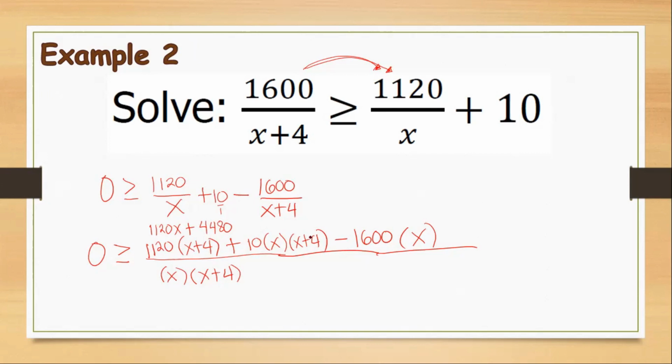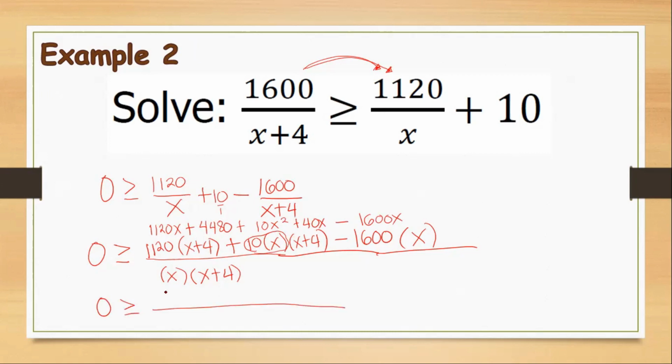4,480. And this one will be 10x. So 10x times x, that is 10x squared. And 10x times 4, that will be 40x. Then subtracted by 1600x. Now let's combine like terms.